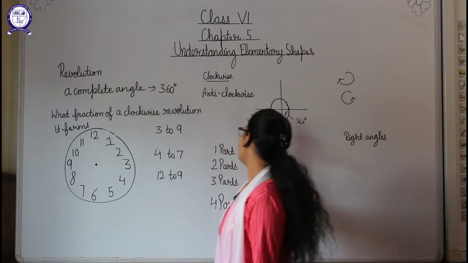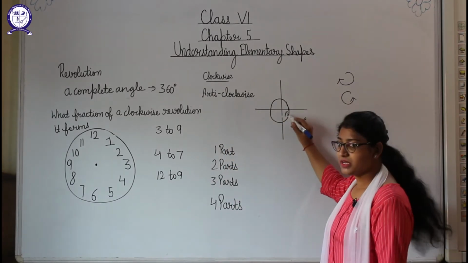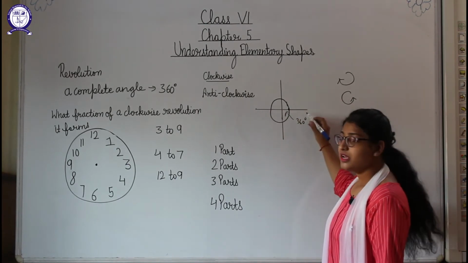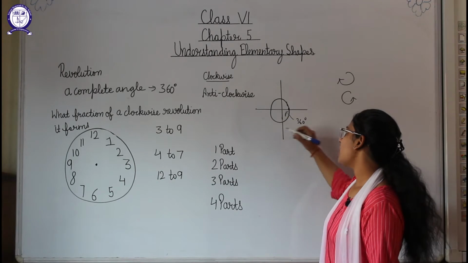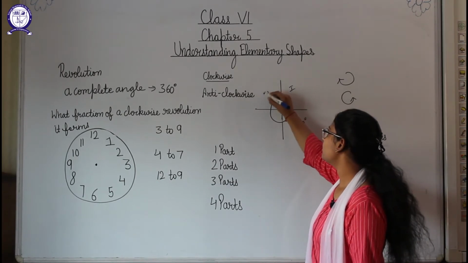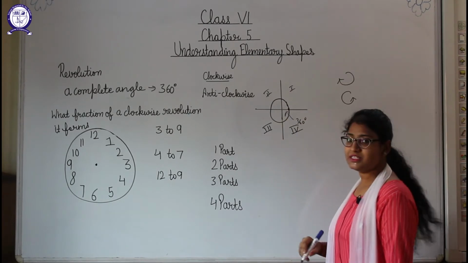Now see, here is this complete revolution forming, and if I draw this here, in how many parts is it dividing? 4 parts. This is the first part, this is the second one, third one, and fourth one. These are the 4 parts here.